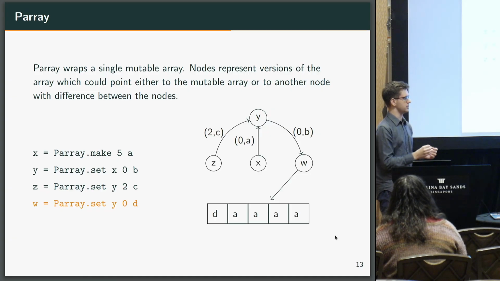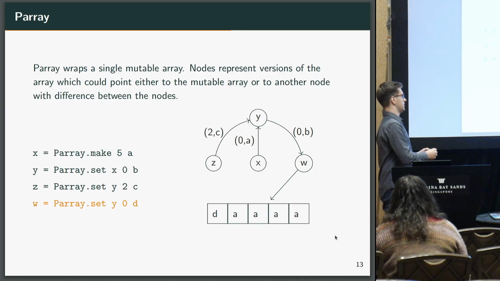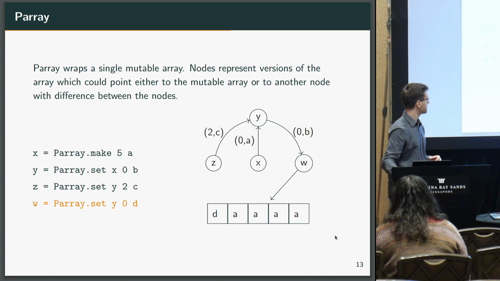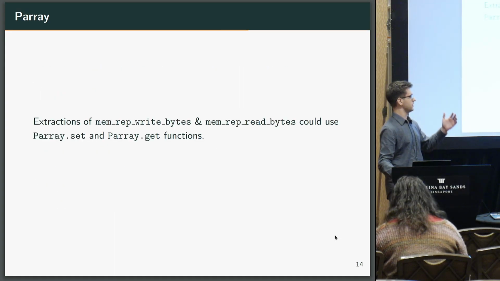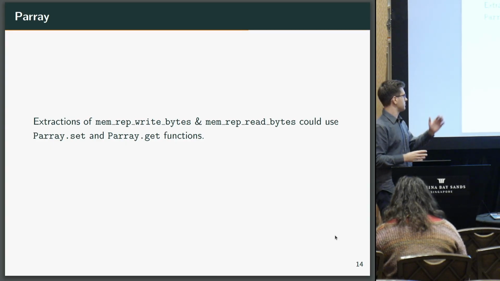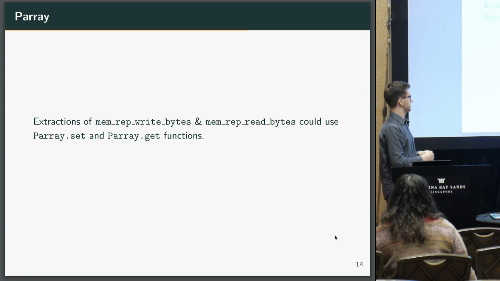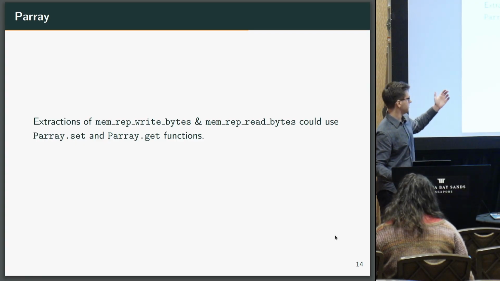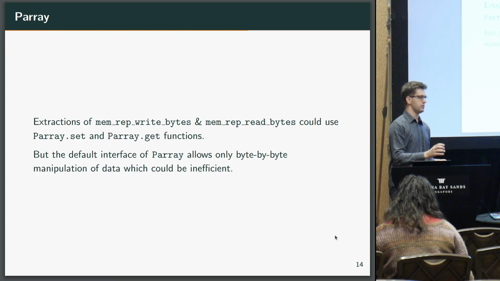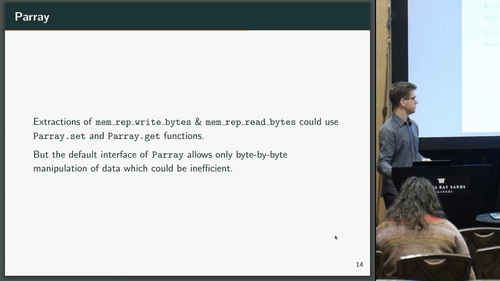This data structure is perhaps the most efficient when you are most of the time accessing recent versions of the array. And we can use p-array and extract memrep write bytes and memrep read bytes to use p-array set and get functions. But the issue is that the default interface of p-array only allows manipulating a single element of the array, so it only allows byte by byte memory manipulation.